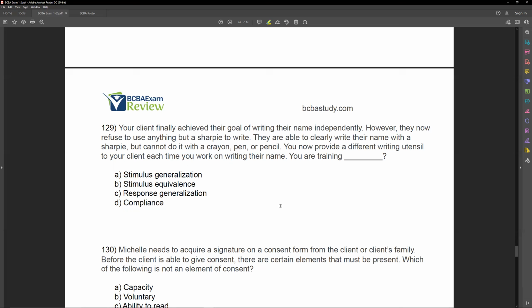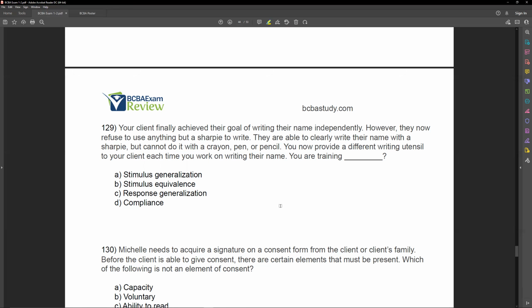We're training for stimulus generalization, stimulus equivalence, response generalization, or compliance. Compliance is not one of our behavior analytic terms, so D is never going to be our answer. What about B, stimulus equivalence? Stimulus equivalence has to do with reflexivity, symmetry, matching, essentially. Not what we're dealing with here. We're dealing with some sort of generalization. We have a problem generalizing writing to other utensils.